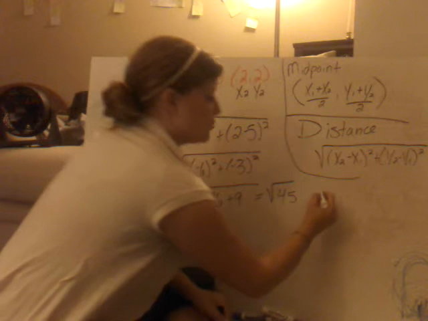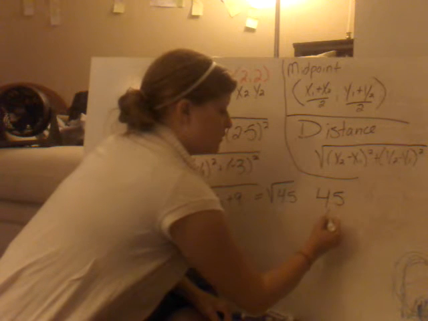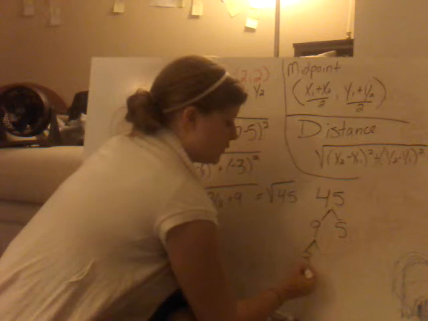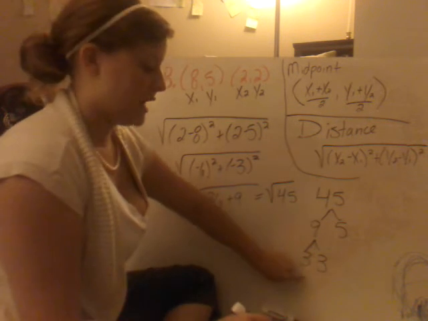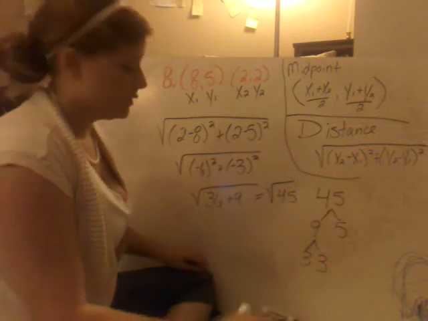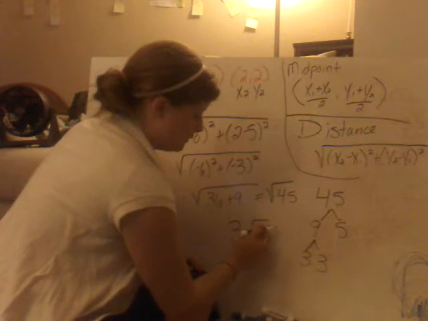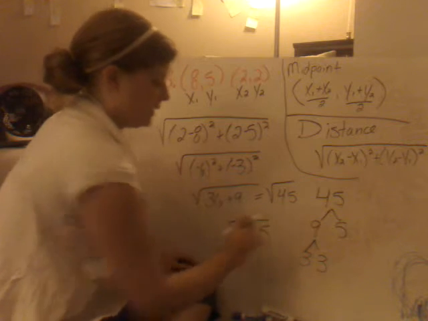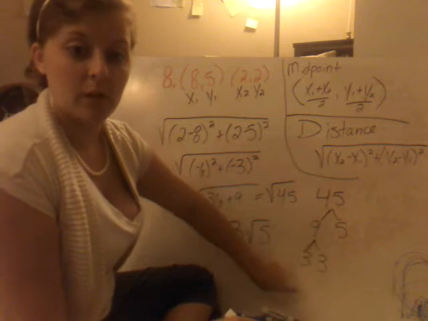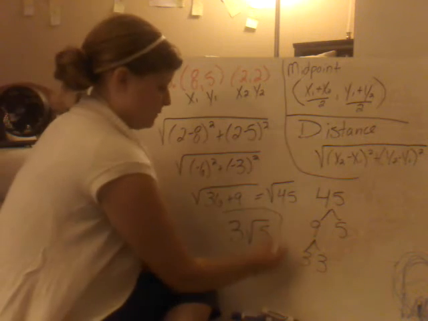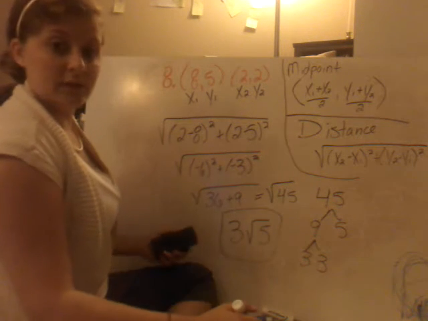We'll do our factor tree. We have a factor tree of 9 times 5. And we have 3 and 3. Remember, since I have 2 3's, I can take one out. So my answer will be 3 square root of 5. Like that. Because I have a single 5 left, but I have 2 3's, so I can bring them out. Answer. Distance.